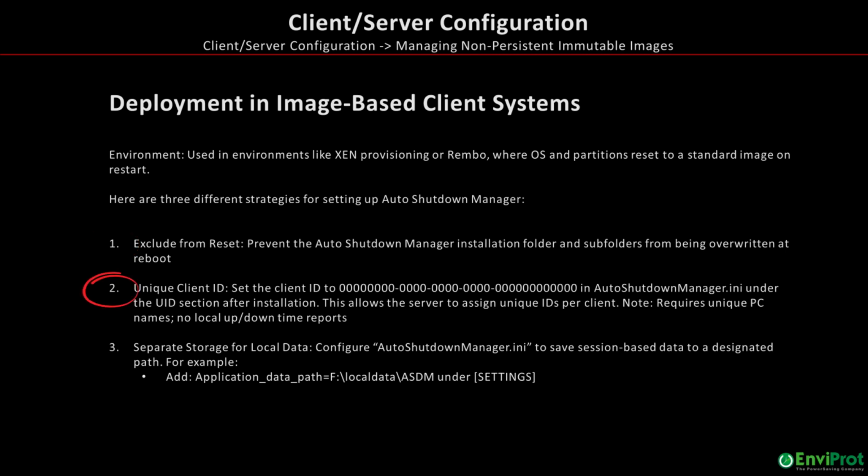Second, if exclusion isn't possible, you can manually adjust the Auto Shutdown Manager configuration file in your master image. Simply overwrite the UID value with zeros, maintaining the existing format. This configuration instructs the server to identify clients by their names instead of using the UID. Third, the best and easiest option is to utilize local data storage that isn't affected by the re-imaging process. If available, add the local data path to the Auto Shutdown Manager config file on your master image to ensure continuity. For more detailed guidance, refer to the step-by-step description available in the manual.